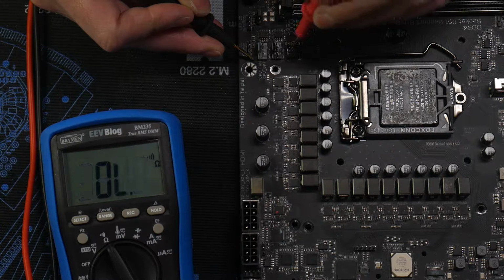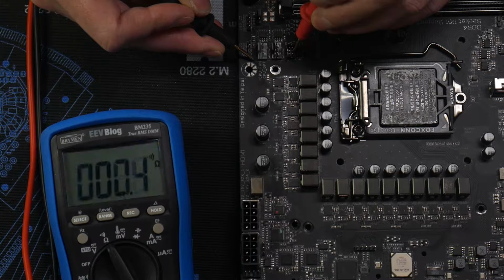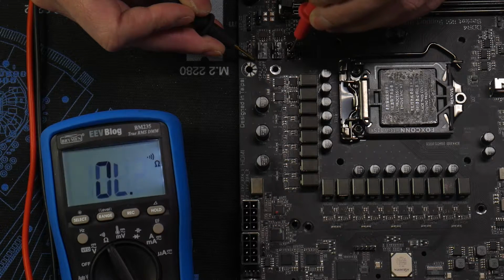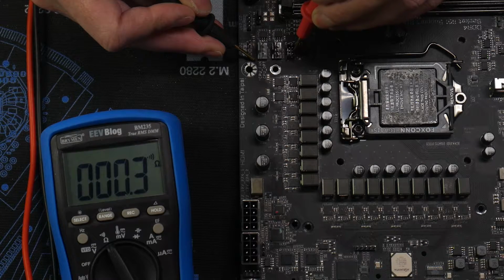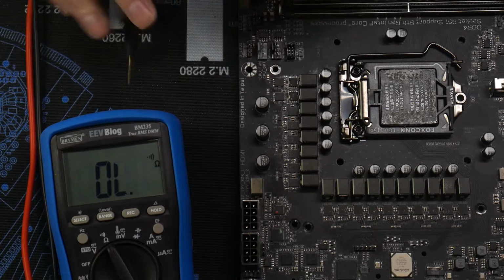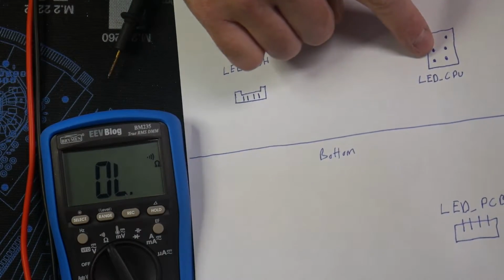Hey, I hear continuity. Wait, that went away. Oh, I hear good continuity there. Okay, I'm holding it there, and that is ground. So we know that that pin's ground. So this pin right here is ground because the board is reversed.